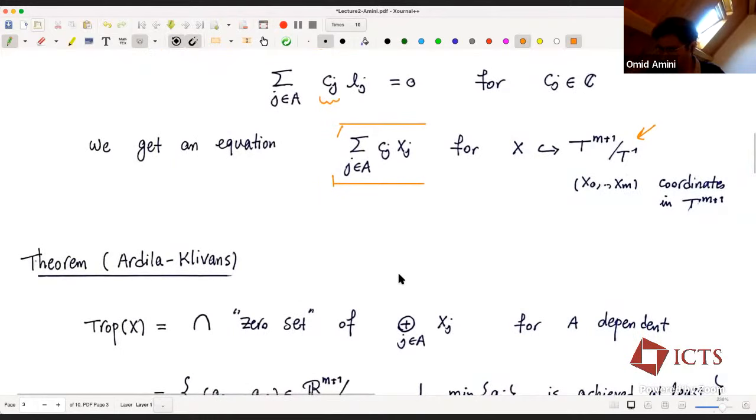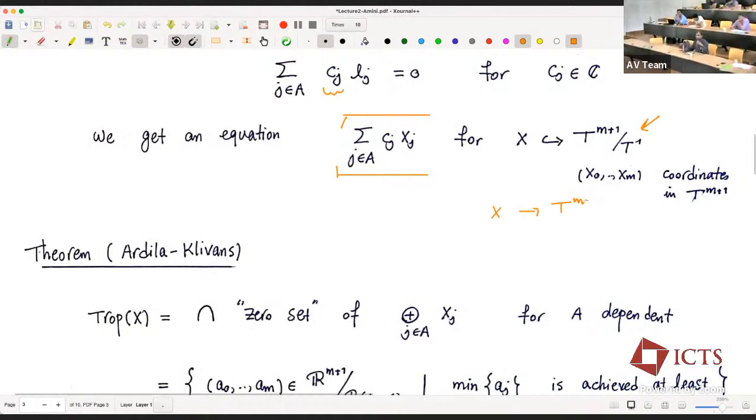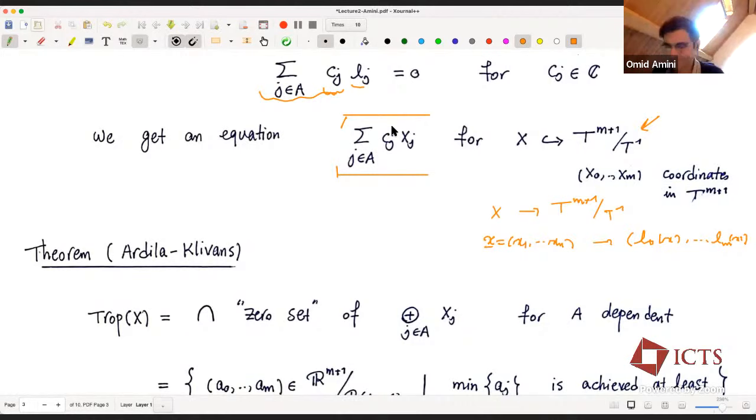Can I ask a question? When you say we get an equation for X, what exactly does that mean on the torus? The equation is the sum over j in A of c_j x_j. So you have X, then the map from X to the torus is given by sending a point x to (L_0(x), ..., L_m(x)). Now you see that if you have a dependency between the linear forms, then you get a linear dependency between the coordinates you see here at x. So every point of X is a zero of this polynomial. Exactly. Okay, thank you.